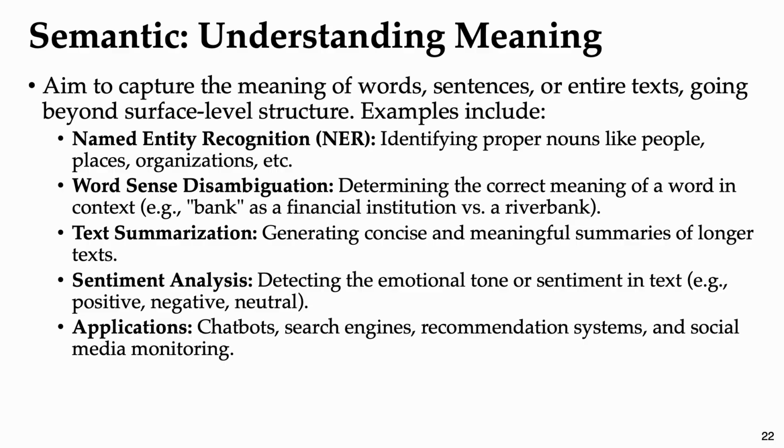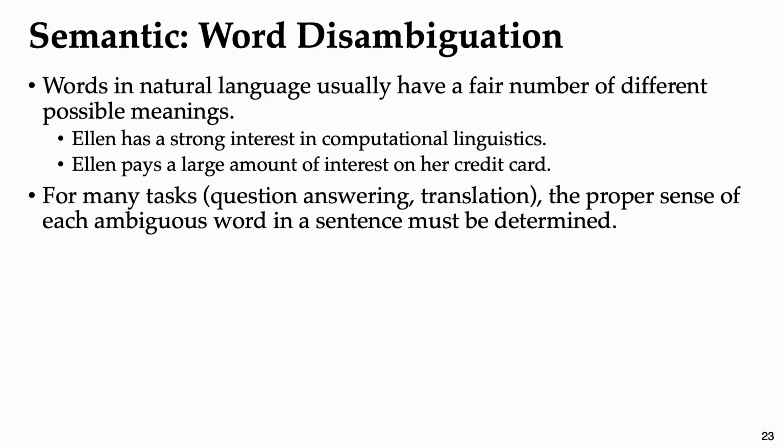Summarization. Basically, what we want to do is generate a concise utterance of words corresponding to a larger utterance. So that is another kind of task that is semantic meaning. Sentiment analysis: you want to detect the emotions in a given utterance of words. The applications of this, we mentioned earlier. They include chatbots, search engines, recommender systems, and social media monitoring. And so we can look into word disambiguation.